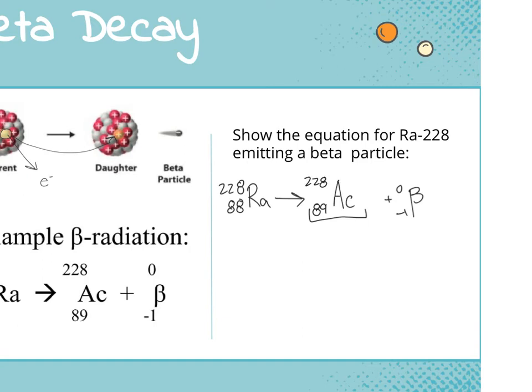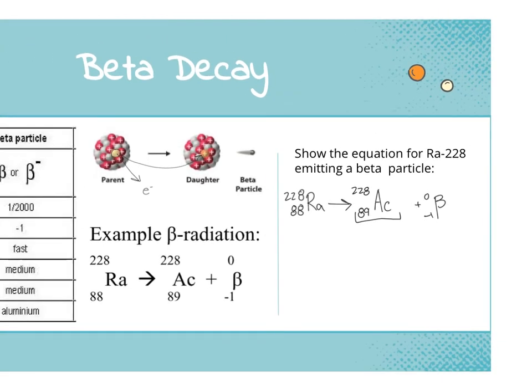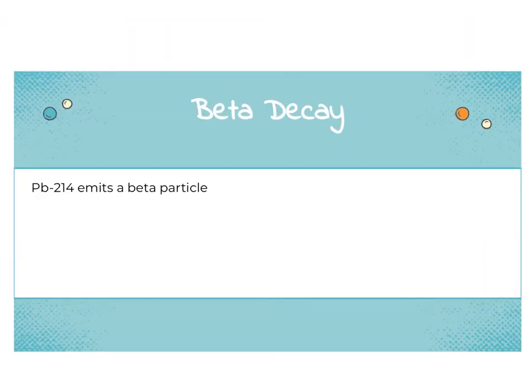And then we can check to make sure that this is accurate. If we do 89 plus -1, we get 88. That is equal to the left side. So that is correct. Now try this one on your own. This is lead 214. Find its atomic number on the periodic table, write out that isotope symbol, and show the equation. Pause now, and I'll show you it in a little bit.